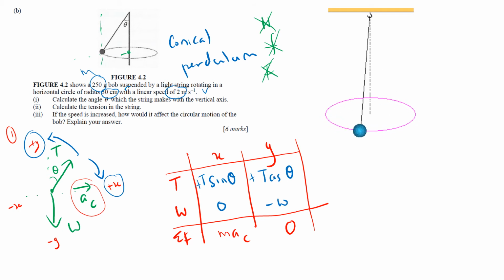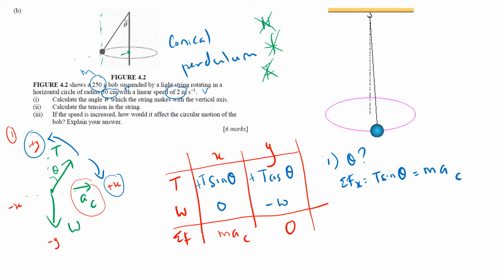Okay, the table is settled, so we can do the first question. They ask you to find theta. I will look at the x-axis first. The summation of Fx equals T sin theta equals MAC. I don't have the value of T, I don't have the value of theta. I only have M. I have AC because my AC is V squared over R. Usually what I teach is to leave it in the first equation without putting any numbers, because we will always turn it into tangent.